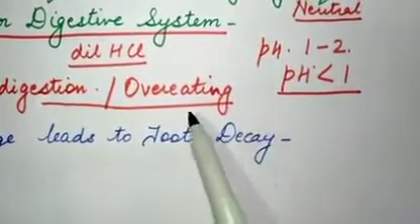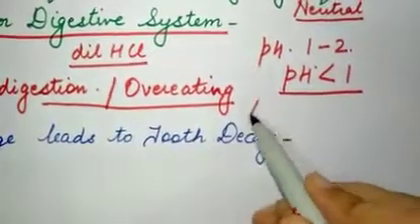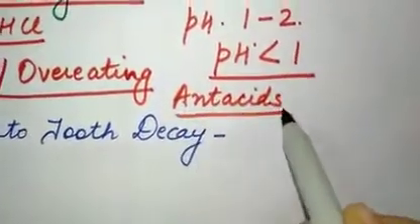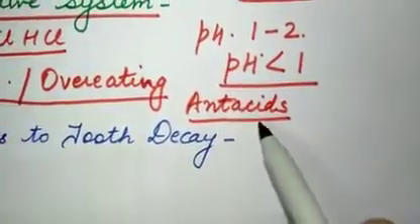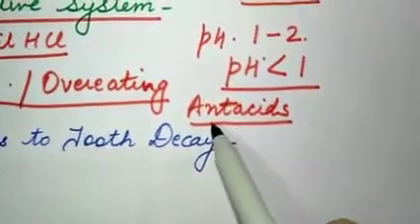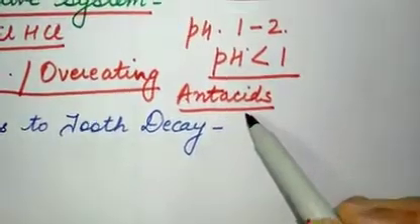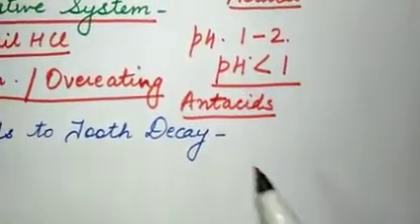So the remedy here is that we need to take some antacid. This is known as antacids. Antacid means something used to neutralize the acid. They are known as antacids. So naturally it has to be a base. Bases are used to neutralize the effect of acids.